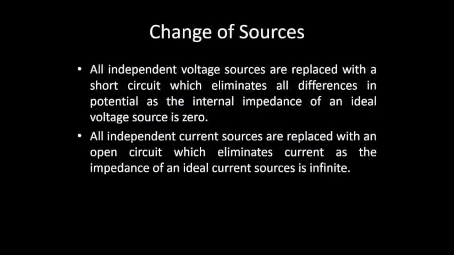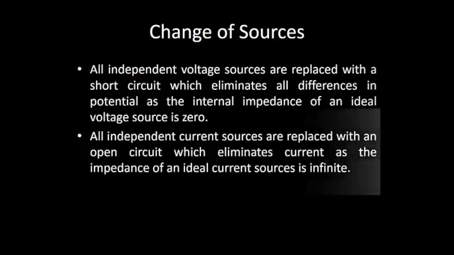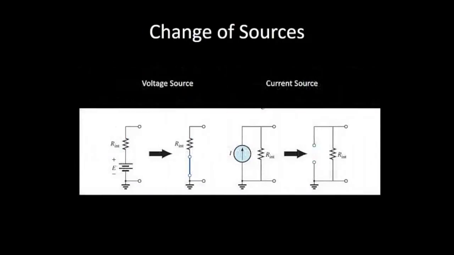When changing sources, all independent voltage sources are replaced by a short circuit, which eliminates all differences in the potential, as the internal impedance of an ideal voltage source is zero. All independent current sources are replaced with an open circuit, which eliminates current, as the impedance of an ideal current source is infinite. In this slide, we can see how a voltage source is changed to a short circuit, and a current source is changed to an open circuit.